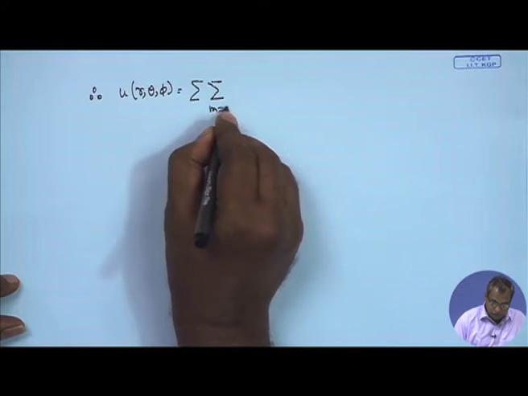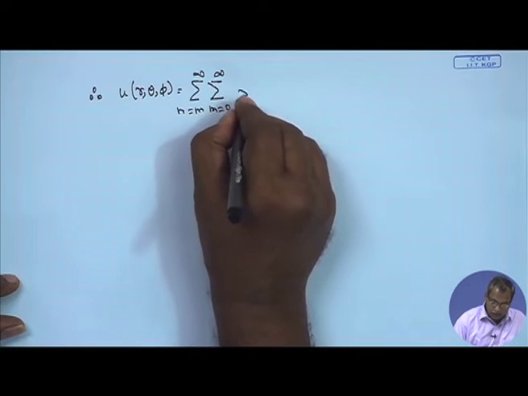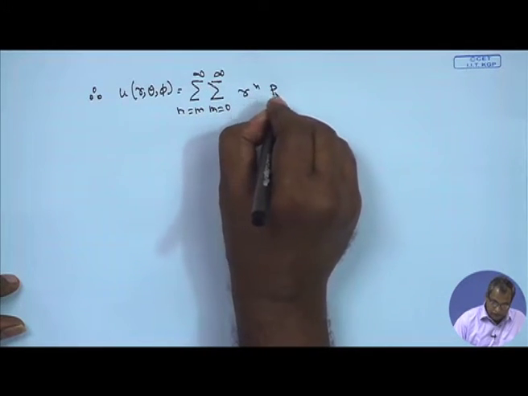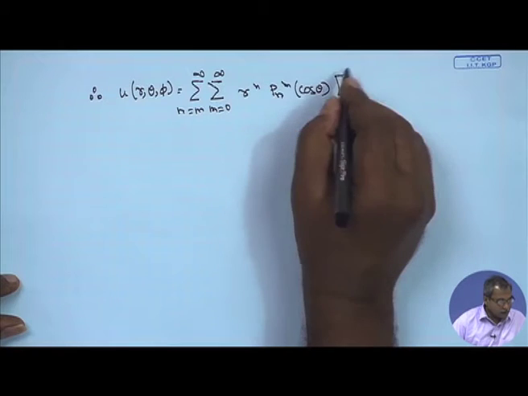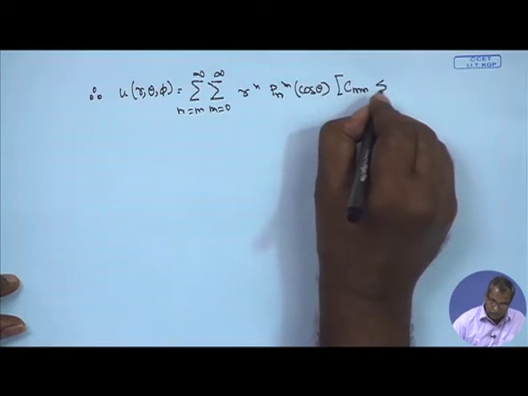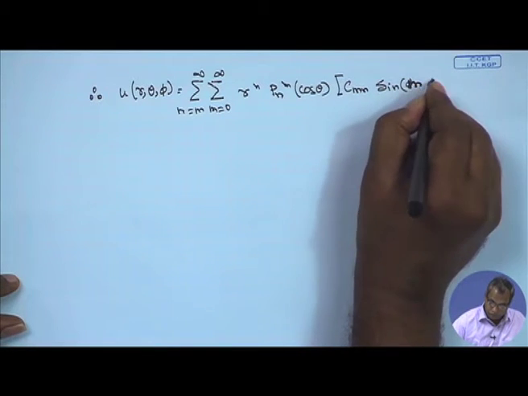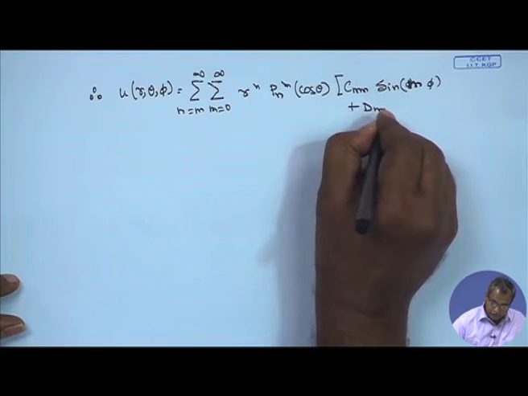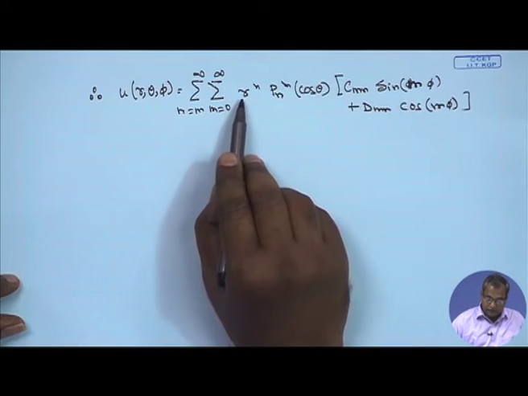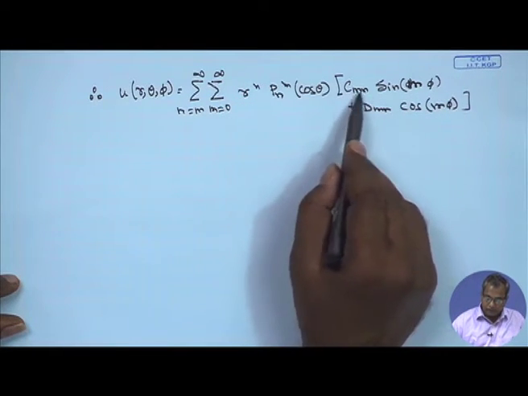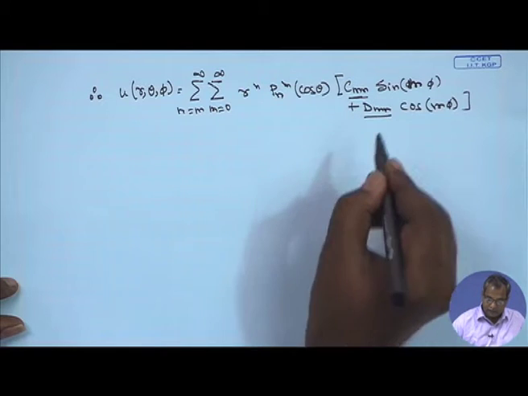So, one is m equal to 0 to infinity, another is n equal to m to infinity, r to the power n, P_n^m of cosine theta, multiplied by C_mn sin m phi plus D_mn cosine m phi. The constant associated with r will be incorporated into the constants of the phi varying part. So, we will be having the new constants of integration C_mn and D_mn.